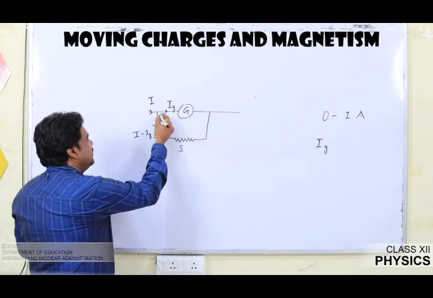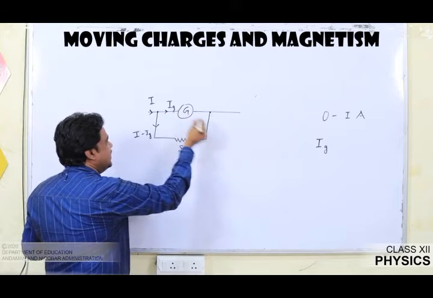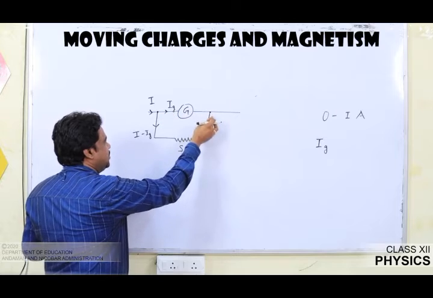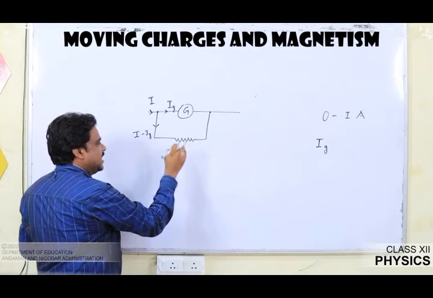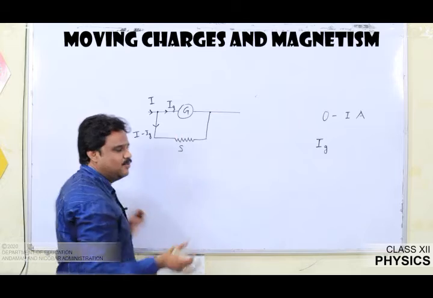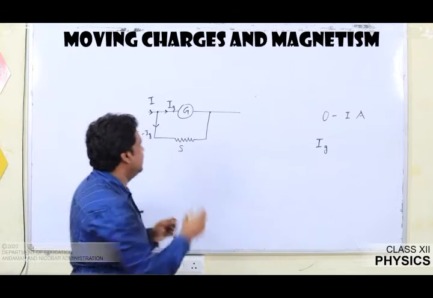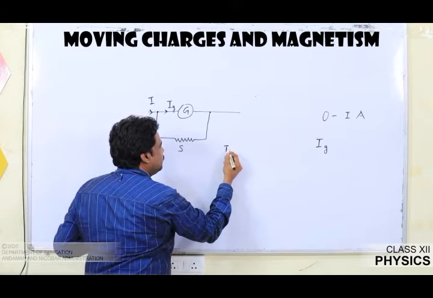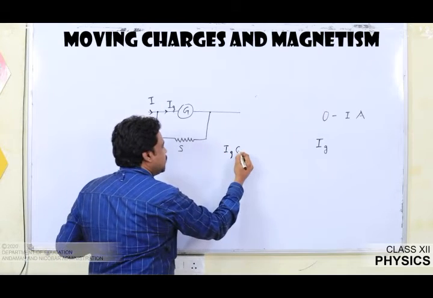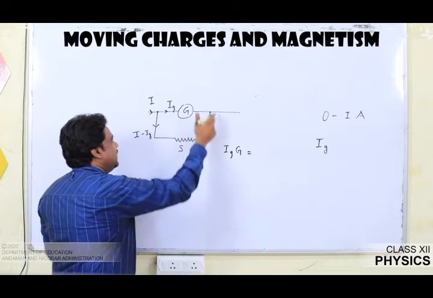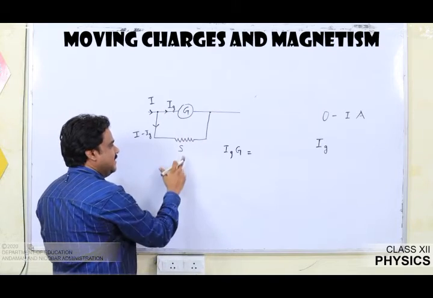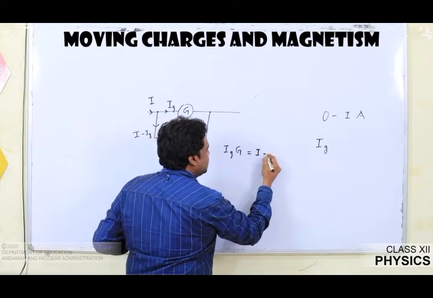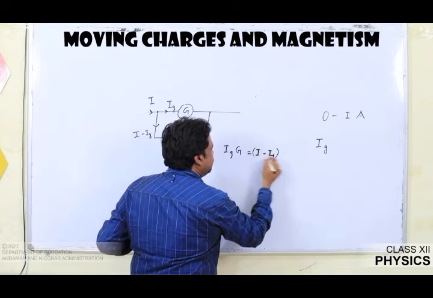You are able to see the potential difference for S and G are the same. Obviously they are connected across the 2 points. So the potential difference across G will be the potential difference across the shunt. Using Ohm's law, that is V is equal to IR, the potential difference across the galvanometer, with Ig as the current and G as the resistance, is IgG. Similarly for S, the current will be I minus Ig and the resistance we assumed as S.